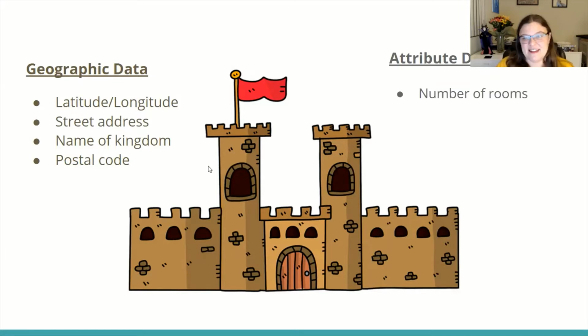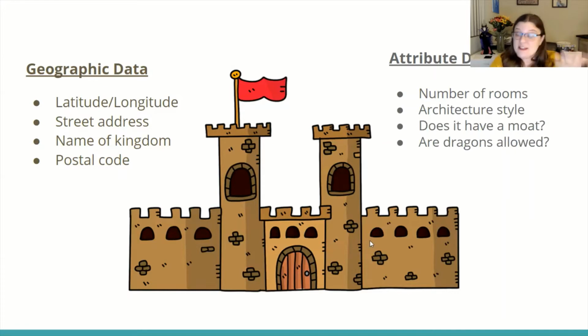Attribute data would be things like number of rooms in your castle. The number of rooms in your castle would be important if you're going to be a castle realtor and sell this castle. You need to know that information, but it doesn't really tie itself to location. Therefore, we put it in the attribute data section, right? Architecture style, right? Is it French? Is it Spanish? Is it Baroque? Whatnot? Does it have a moat? Are there dragons allowed? I mean, these are very important questions because who wants a castle if you can't have dragons? I mean, what's the point, right?